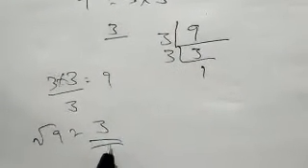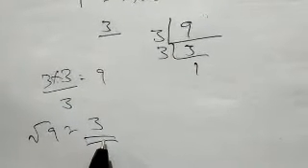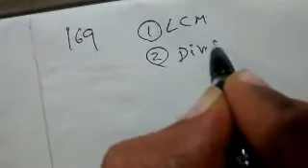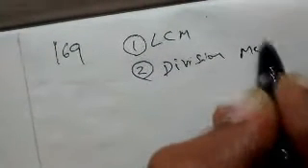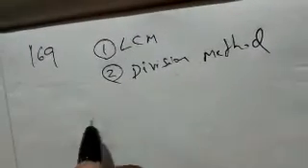For example, if there are big numbers, how do we find it? Let us see. Say 169 is a number. We have to find the square root of this. How to do the square root? We know the LCM, one method. There are two methods. One is LCM, and the other one is the division method. We will see both the division method as well as the LCM.